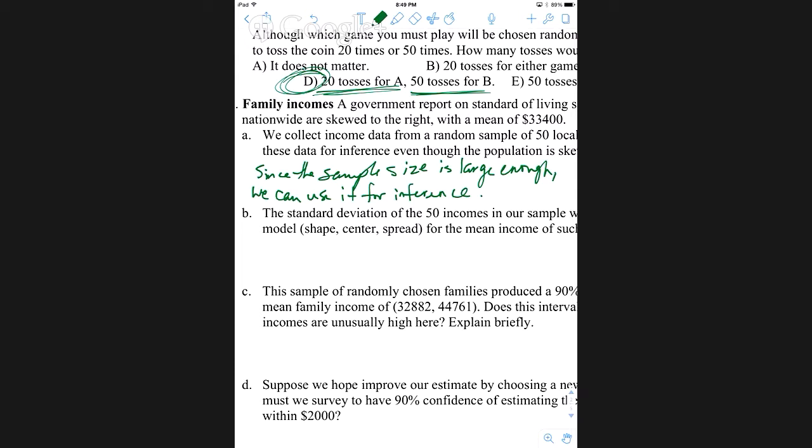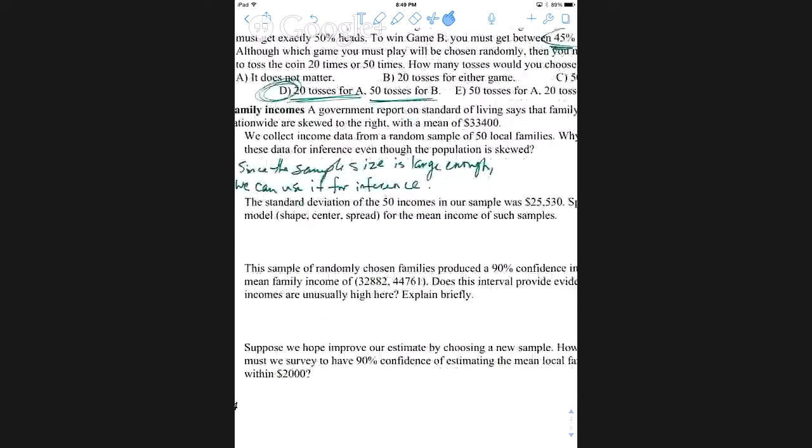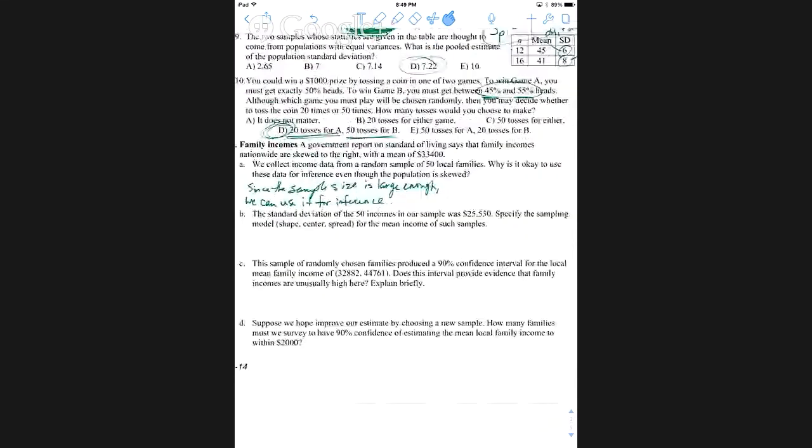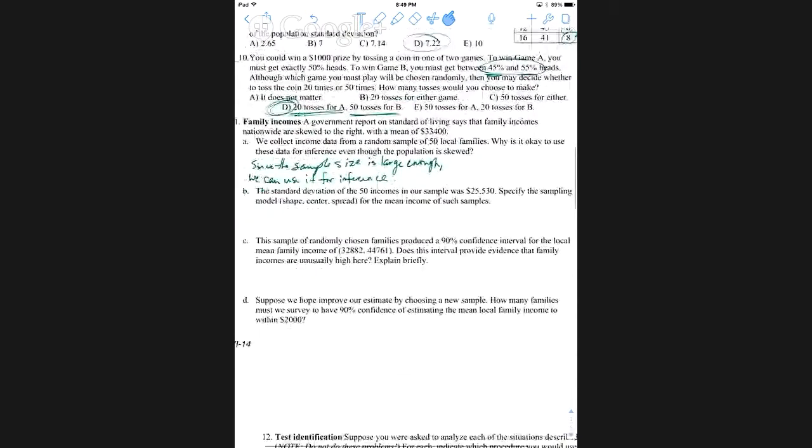All right, so let's look at the next one. The standard deviation of 50 incomes in our sample. I would turn this to the side, guys, so it's easier to see, but for some reason my computer doesn't let me do that. The standard deviation of 50 incomes in our sample is 25,530. Specify the sampling model, shape, center, and spread.